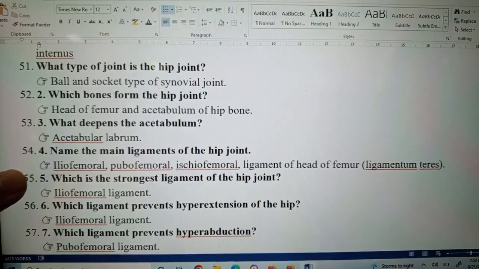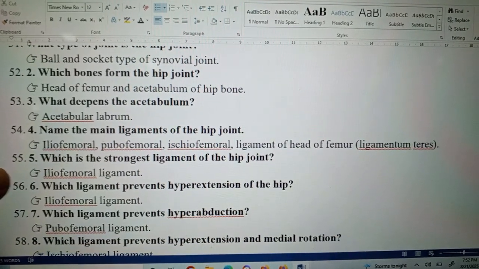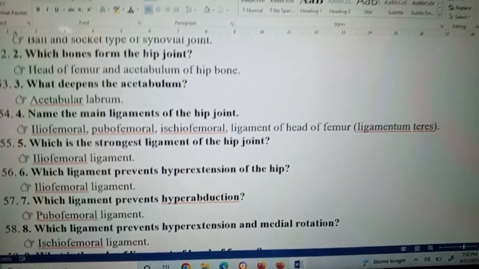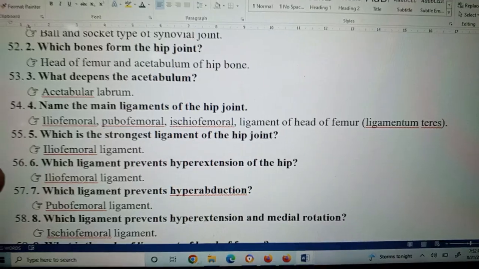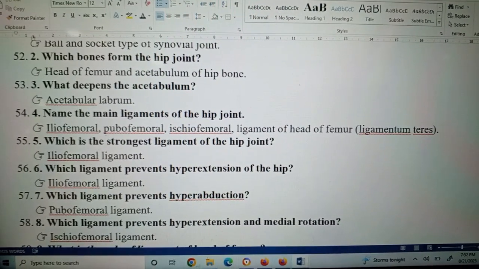Which bones form the hip joint? The head of the femur and the acetabulum of the hip bone. What deepens the acetabulum? The acetabular labrum. Name the main ligaments of the hip joint. Like the shoulder joint, the ligaments of the hip joint are also important from the Viva point of view.